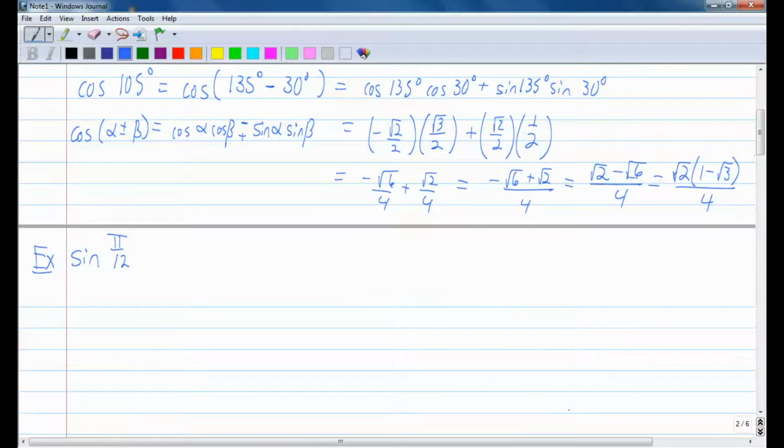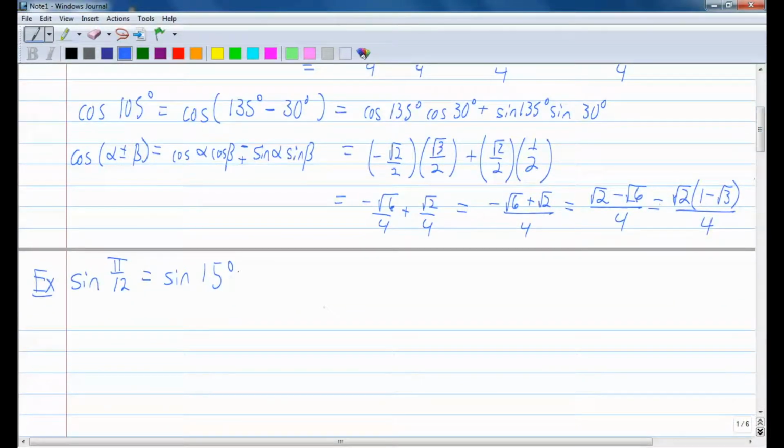Alright, let's look at this problem. The sine of pi over 12. It's pretty hard to figure out what two angle measures, when you add them together or you subtract one from the other, would give you pi over 12. So what you might want to do, if it helps, at least until you get used to these types of problems, is change that over to degrees. So what is this angle measure in degrees? You say 180 degrees divided by 12, and you're going to get what? 15.